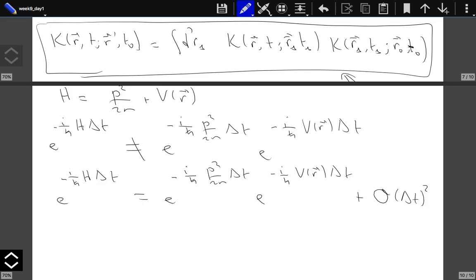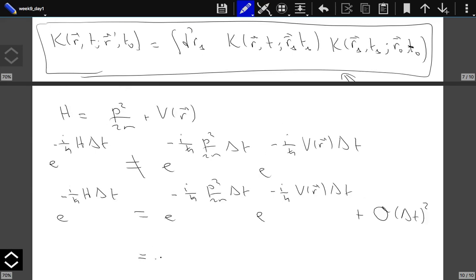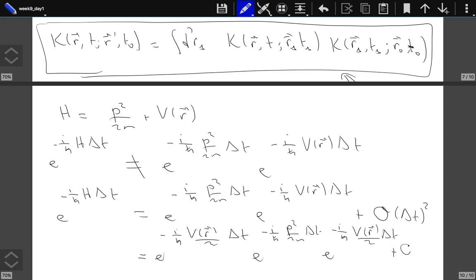Now, in fact, I can do slightly better than this. This will be equal to e to the power minus i over h bar V of r over 2 delta t, e to the power minus i over h bar p squared over 2m delta t, e to the power minus i over h bar V of r over 2 delta t, plus corrections of the order of delta t cubed, if I wanted to.